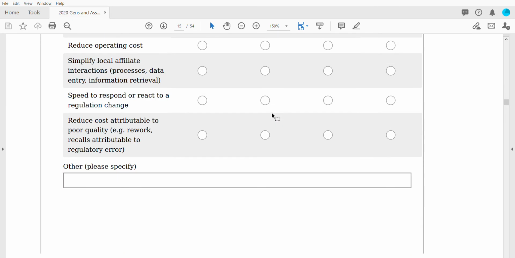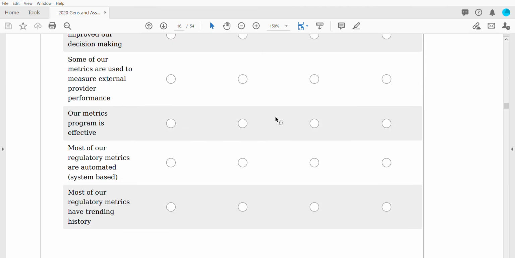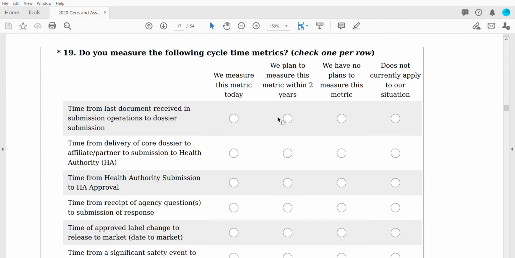Moving on, some of these questions I'm not going to discuss. They're very straightforward. And we're going to land on questions 19, 20, and 21. They have the identical scale. These are some questions we added some additional rows, meaning there are some additional performance metrics. Question 19 focuses on cycle time. The scale is exactly the same. You either measure it today, you plan to measure it within 2 years, you have no plan to measure it, or it doesn't currently apply to your situation.